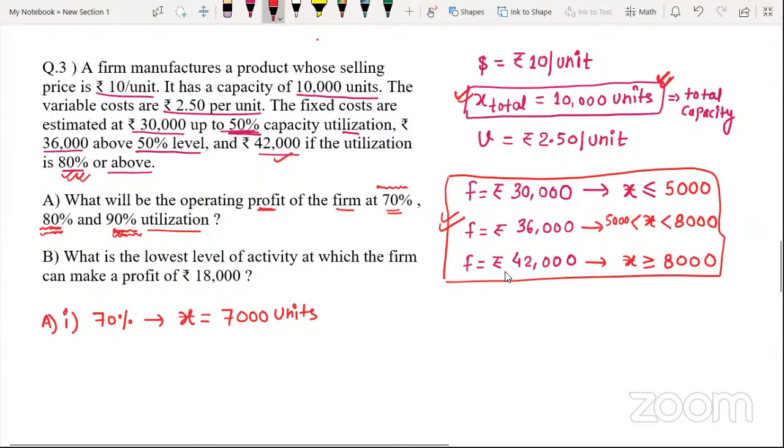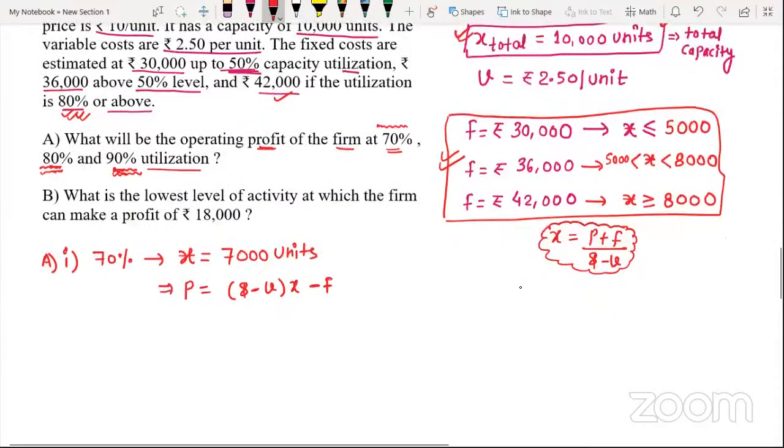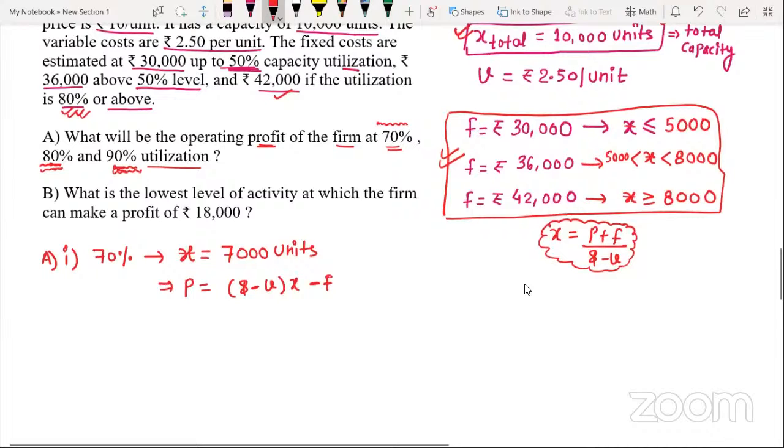Okay, the profit formula, you know, the formula was x equals p plus f upon small s minus small v. The formula remains the same. Okay, very simple formula. So you have to find the profit. From this formula you can write the profit will be s minus v into x minus fixed cost. Okay, so directly we have to use this formula. So just put the value for the first case.